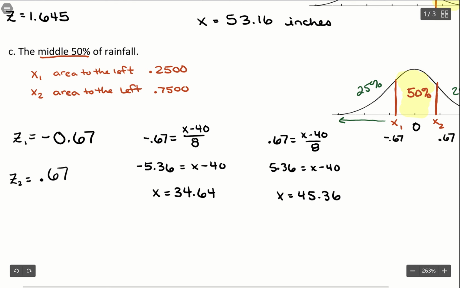And that's it for that middle 50% of rainfall. That's going to be between 34.64 and 45.36 inches of rainfall.